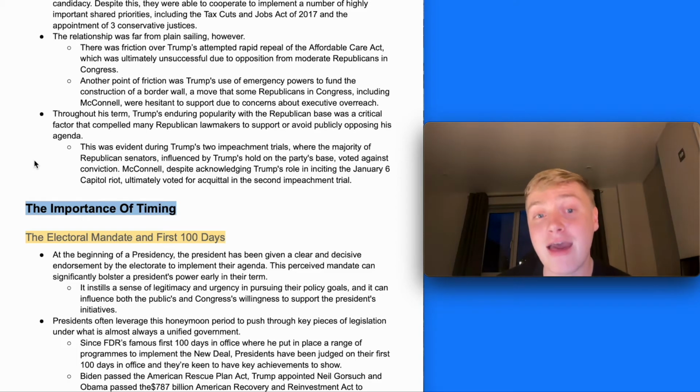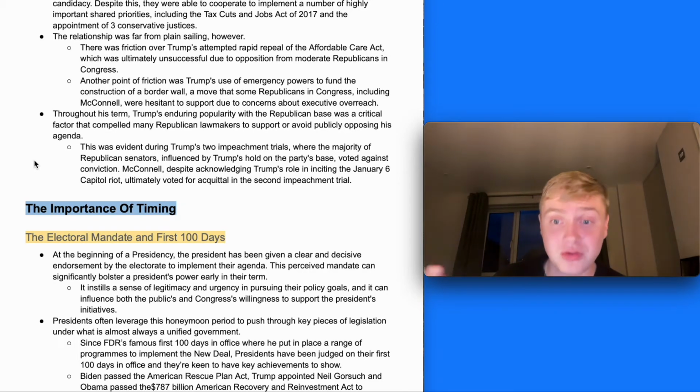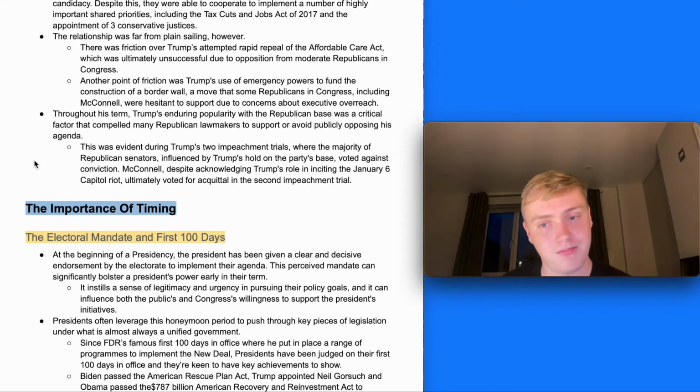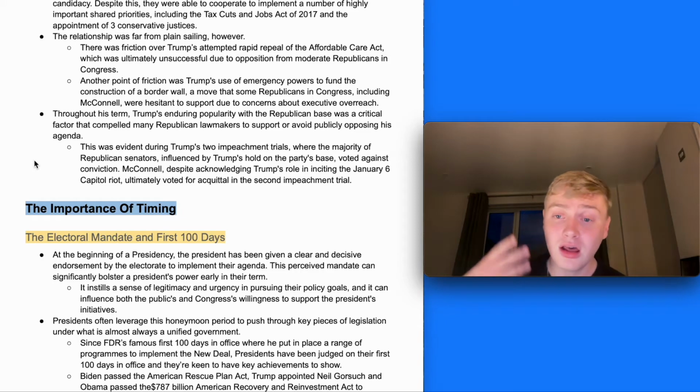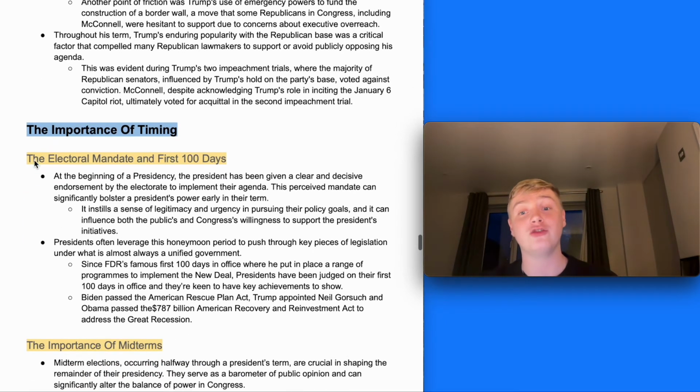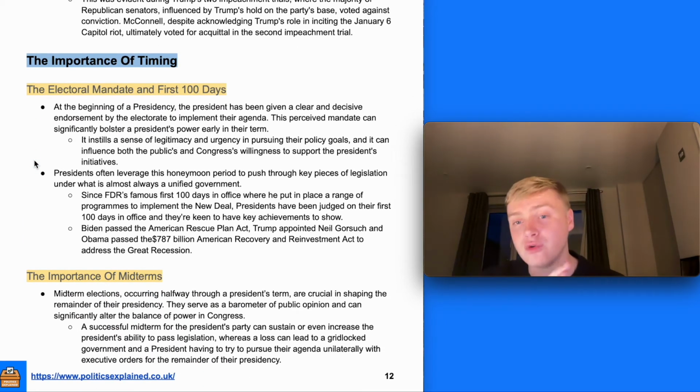This was really evident in both of his impeachment trials, where the majority of Republican senators, influenced by Trump's hold of the party base, and knowing that if they voted to convict Trump they'd find it very difficult to get re-elected and would likely face a primary challenge, voted against the conviction. And McConnell, despite acknowledging Trump's role in inciting the January 6th Capitol riot, ultimately voted for acquittal in the second impeachment trial.